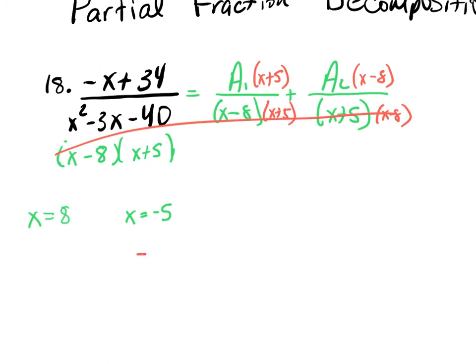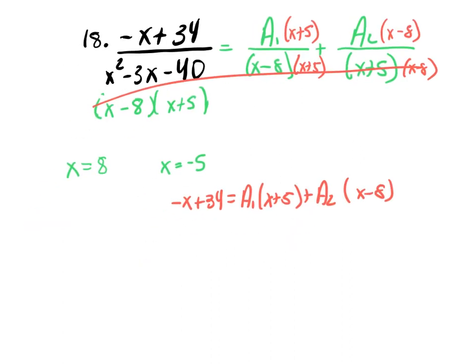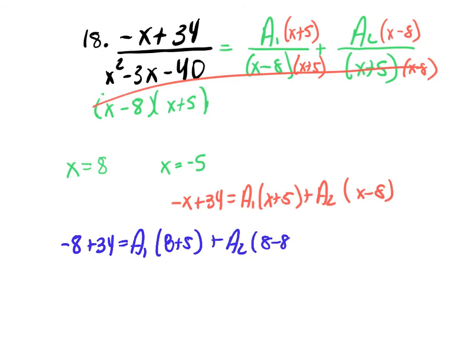So now here is my algebraic equation that I need to solve. I have a sub 1 times (x plus 5), plus a sub 2 times (x minus 8). And we're going to solve this twice. We're going to use our two zeros and find what our a sub 1 and a sub 2 are. So first thing I'm going to plug in is positive 8. So I'm going to say negative 8 plus 34 equals a sub 1 times 8 plus 5 plus a sub 2 times 8 minus 8.